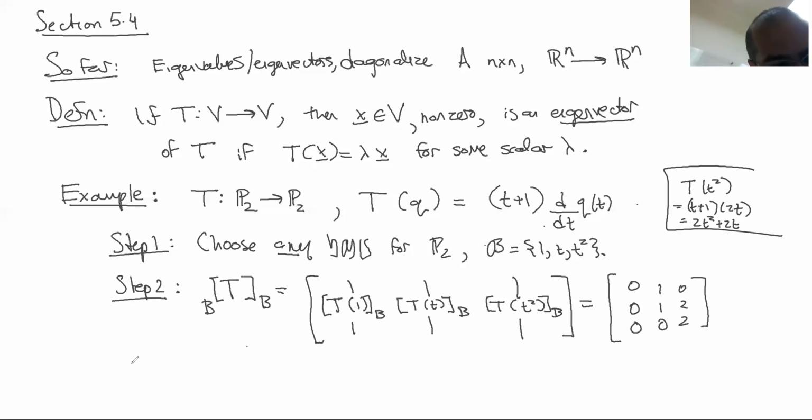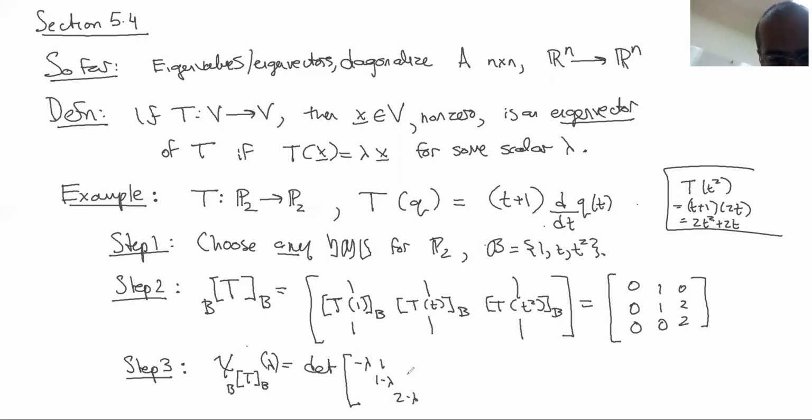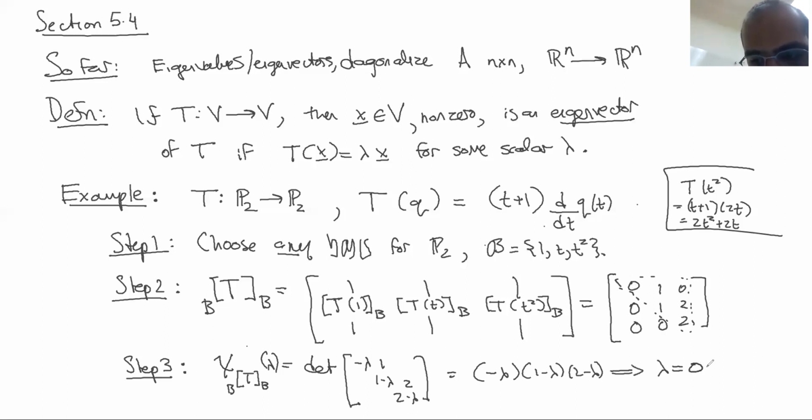And now step 3 is to find the eigenvalues and eigenvectors of this matrix. So what's the characteristic polynomial of this matrix? It's the determinant of minus lambda, 1 minus lambda, 2 minus lambda, and you have 1 and 2 over here. But this is an upper triangular matrix. At some level, we don't even have to do this, since this matrix is upper triangular, we know the eigenvalues are the diagonal entries, but why not? This is minus lambda times 1 minus lambda times 2 minus lambda. So the eigenvalues are 0, 1, 2. No surprise, those are the diagonal entries of this upper triangular matrix.